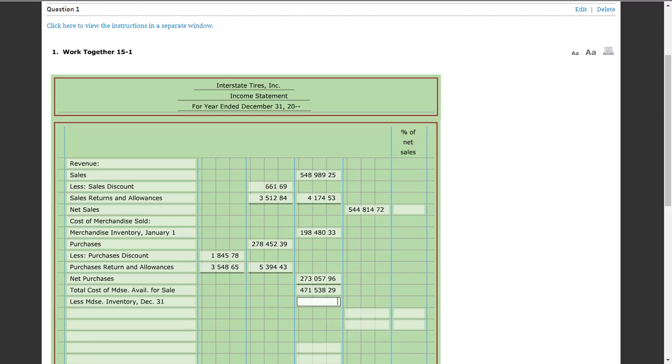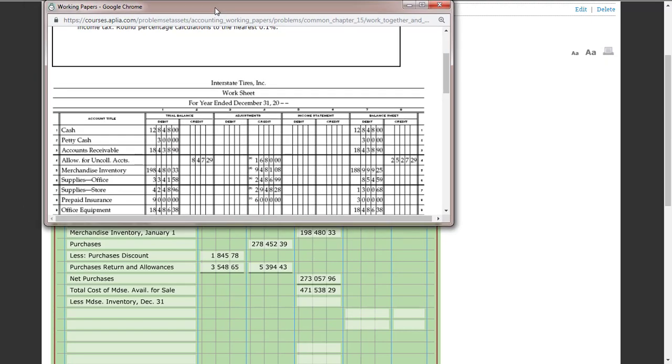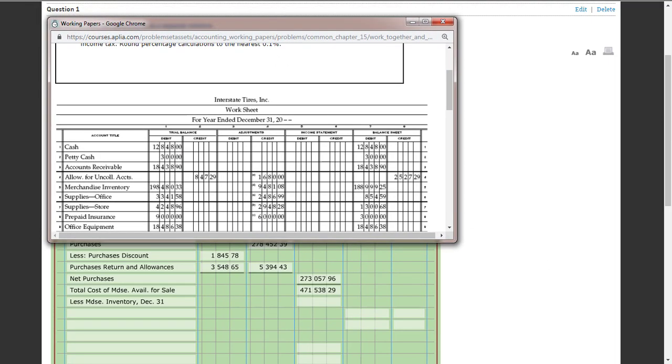Merchandise inventory, December 31st. Okay? Now, yes, this number right here, 1889925, is our ending inventory on December 31st. That's the number that goes here. That is the amount of shoes that I have left.